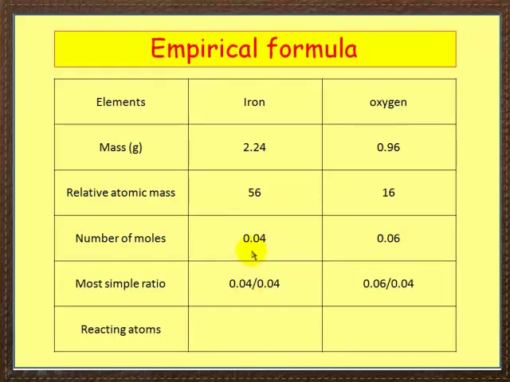So divide both sides by the smallest. So 0.04 over 0.04 and 0.06 over 0.04. Now you work these out, you find you get the ratio 1 to 1.5. They're not whole numbers. What should we do? Well, in this case we simply double it. So we end up with 2 to 3. So the reacting ratio is 2 irons to 3 oxygens. Now I think from this you can quite easily see we can put down the empirical formula as Fe2O3.